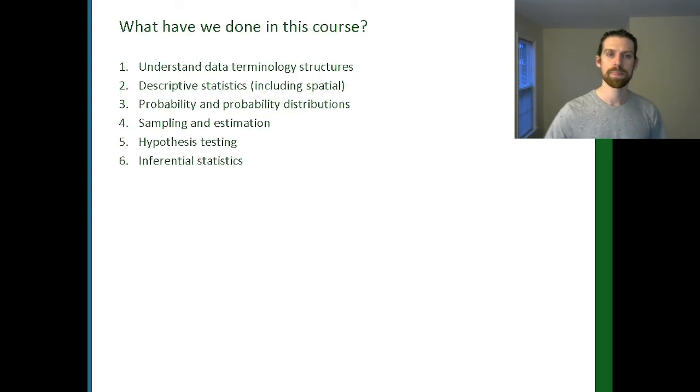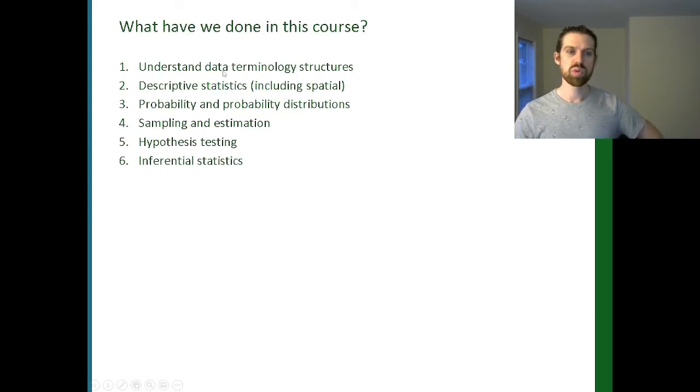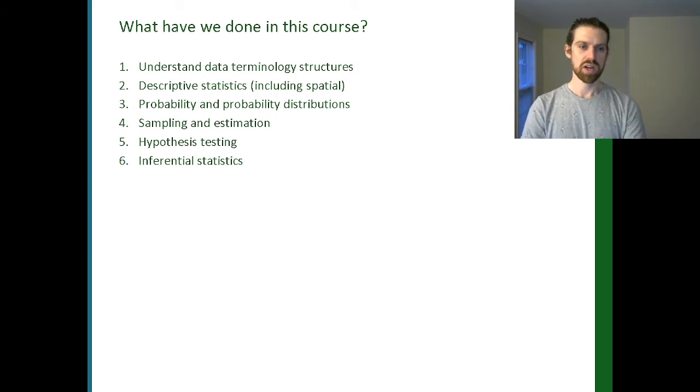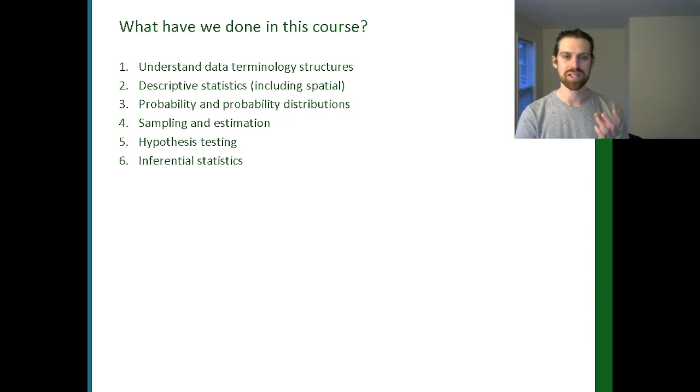Okay. So what have we done in this course? Well, we've looked at the kind of overall data structures and the terminology around those. We've covered descriptive statistics, a wide range of different metrics, including the spatial descriptive statistics. We then went on to probability and probability distributions. I mean, probability obviously is inherent to all of the statistics that we've done.